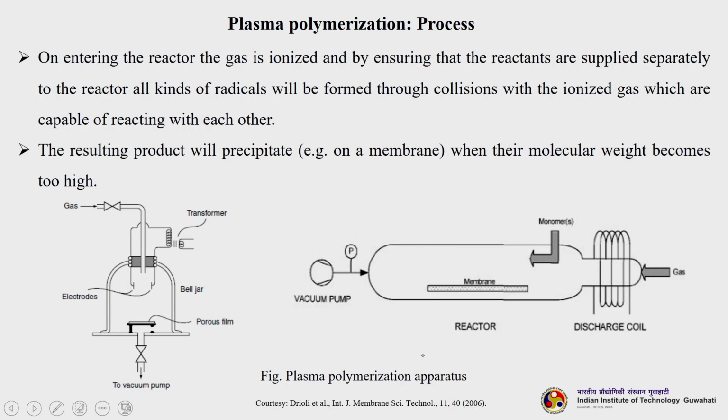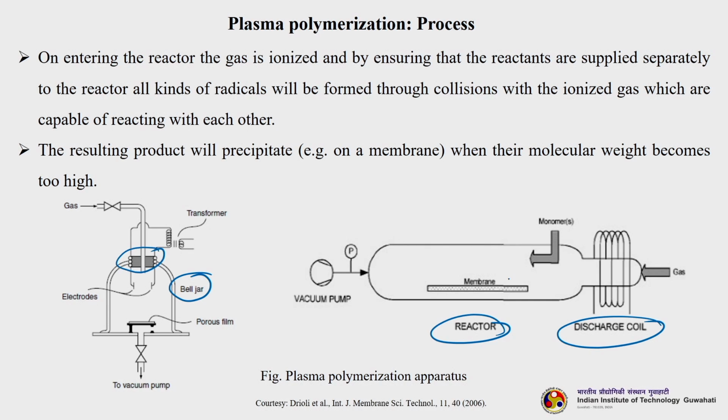You can see the sketches of the plasma polymerization apparatus. On entering the reactor, the gas is ionized, and by ensuring that the reactants are supplied separately to the reactor, all kinds of radicals will be formed through collisions with the ionized gas, which are capable of reacting with each other. The resulting product will precipitate on a membrane when its molecular weight becomes too high. This is a bell jar type of system, and this is another reactor. Here the discharge coil is located outside. Here the discharge coil is also located outside, but the electrode is pushed in a little.